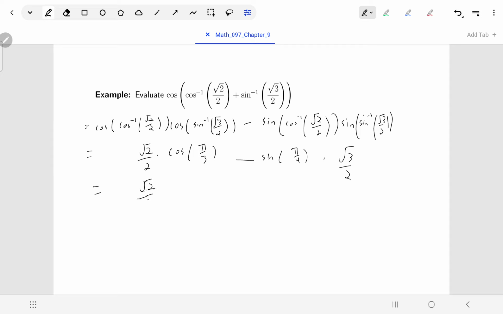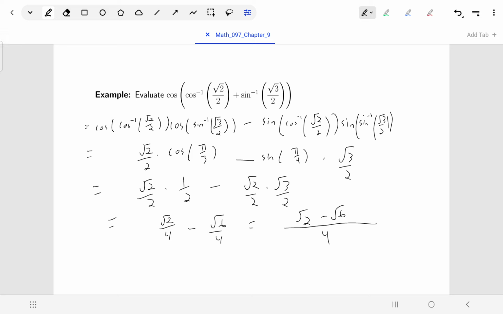So I have root 2 over 2. Cosine of pi over 3 is a half. Sine of pi over 4 is root 2 over 2. And then I have the root 3 over 2. And then just cleaning things up gives me root 2 over 4 minus root 6 over 4. Or if I wanted to write it as one fraction, root 2 minus root 6 all over 4. Okay, so that's one option for how you can tackle this problem, and I think that's not a bad choice.